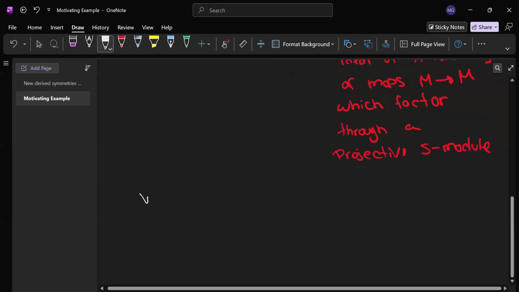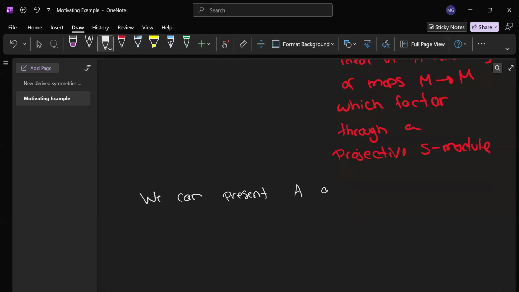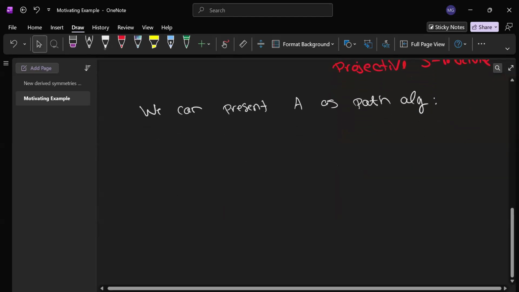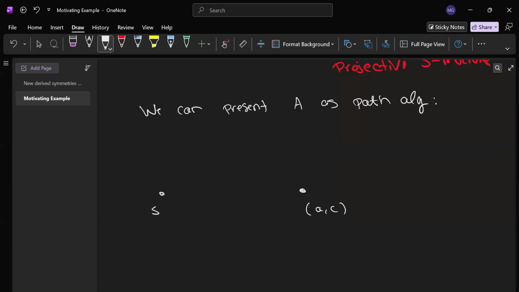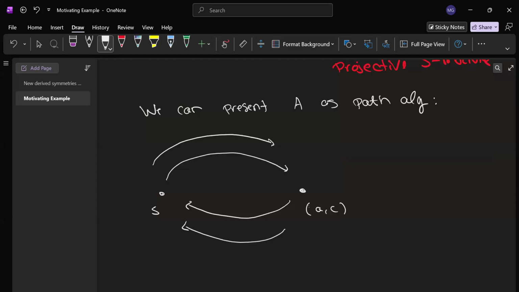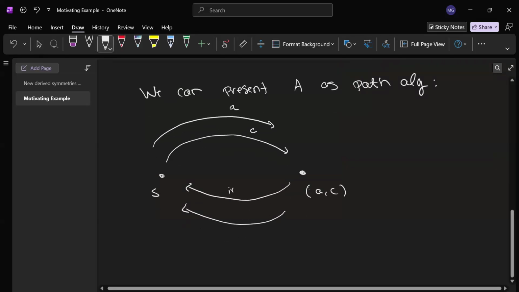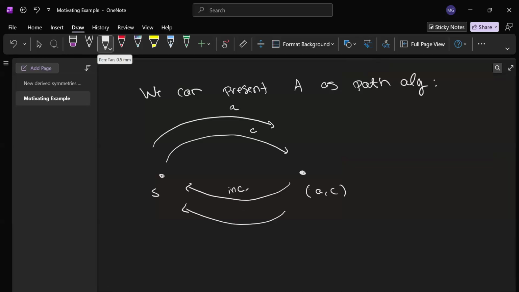So we can present A as the path algebra of the following quiver. We'll have two vertices, one that corresponds to S, the other corresponds to the ideal AC, and then we'll have two arrows going each way. This arrow corresponds to A. This arrow here corresponds to C. This arrow corresponds to the inclusion map, and this arrow will correspond to the map D over A.